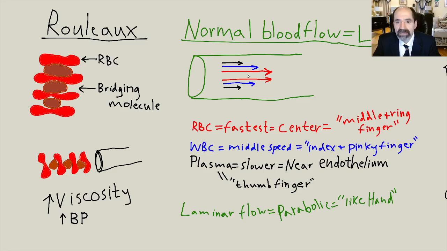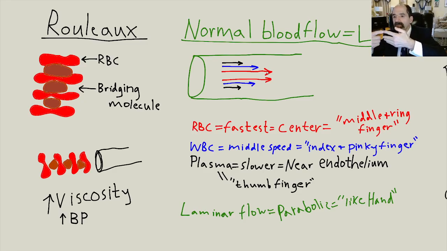Okay. Next thing here is to talk about laminar flow. So look at my hand. This is kind of the way to get it. The point is, if you look at a hand, that tells you about what laminar flow does. So in the middle here, the red arrows, those are the red blood cells. They're flowing the fastest, like these two fingers. So that's where your red blood cells flow, right in the center.